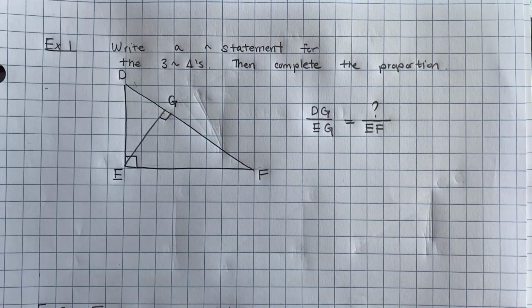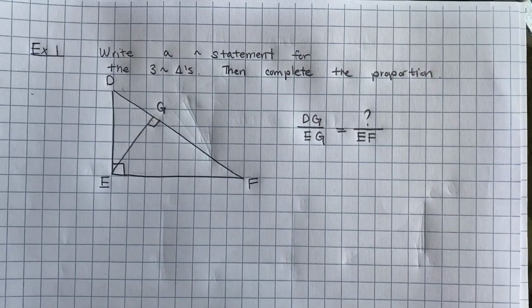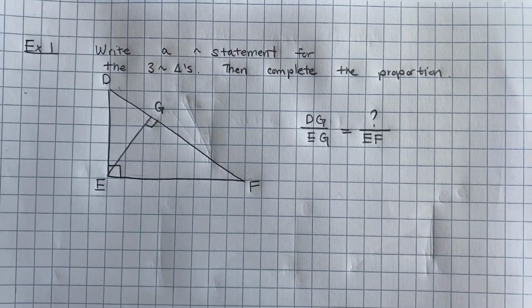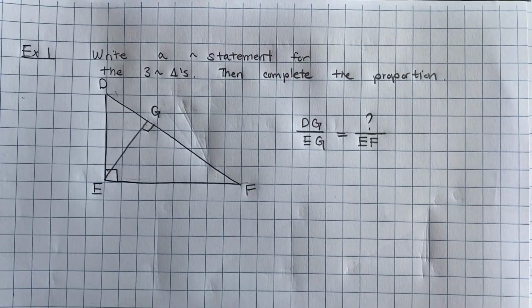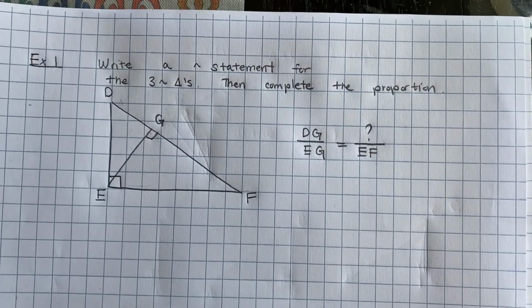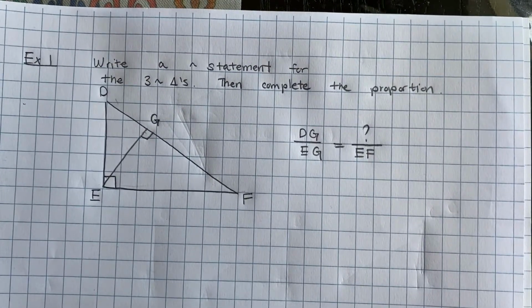Okay, so in this video we will start with some examples of similar right triangles. And this one states, find a similarity statement for the three similar triangles, then complete the proportion.